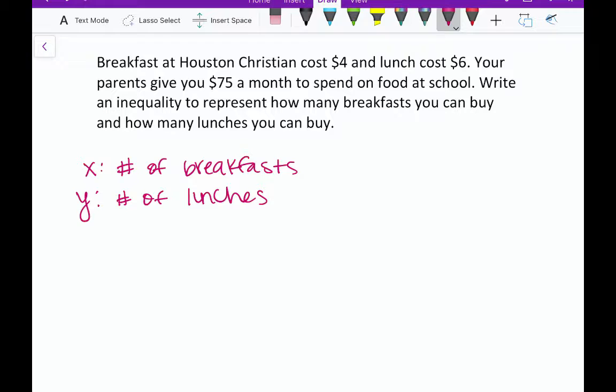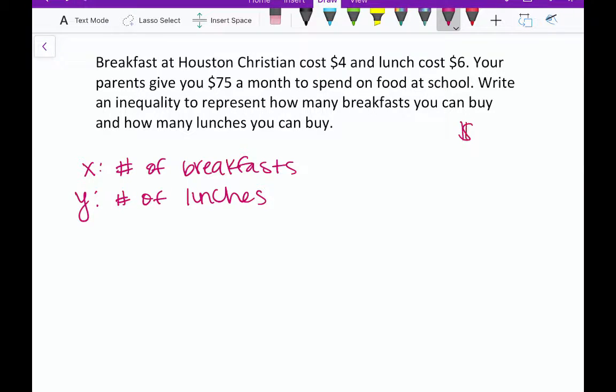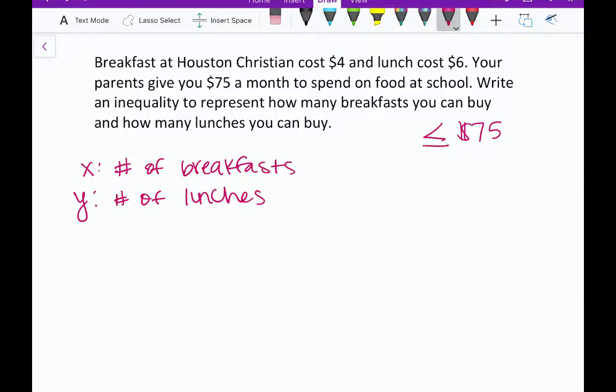So if my parents gave me $75, that means I have $75. So I could spend $75. Could I spend $76? No, they only gave me $75. So it's going to be less than or equal to $75. You see, there's not any particular keywords in here. It's just that we understand what the problem is telling us. So however much we spend has to be less than or equal to 75.